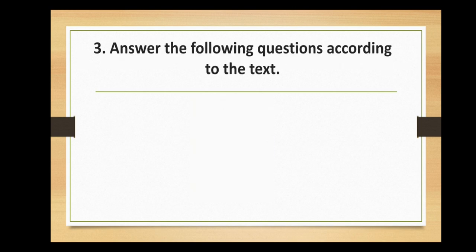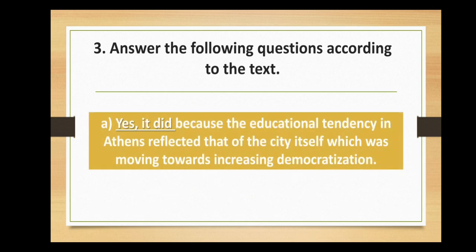Answer the following questions according to the text. Question A. Did political evolution in ancient Athens influence educational tendency? Justify. Yes, it did, because the educational tendency in Athens reflected that of the city itself, which was moving towards increasing democratization. So guys, the way you express the idea may differ from one student to another, but the most important thing is the essence of the idea. We move on to question B.